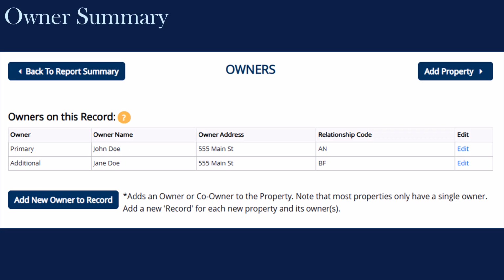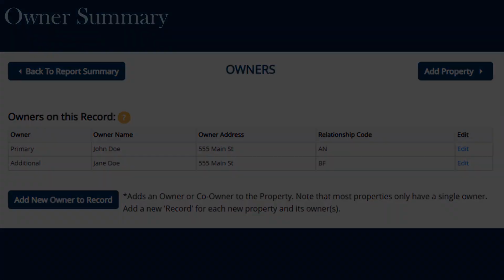From here, you can add additional owners or co-owners to any saved records by selecting Add New Owner to Record, or add properties associated with the owner records already saved by selecting Add Property. You can also navigate back to the Report Summary page at any time by selecting Back to Report Summary. Note: each record must have at least one owner and its property before creating a new record. Each record is only allowed one property record.